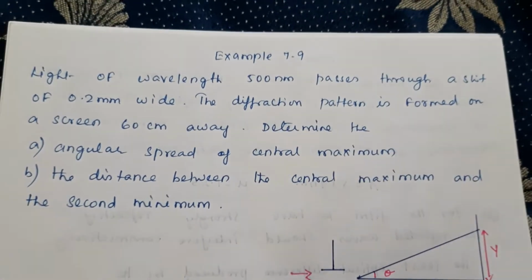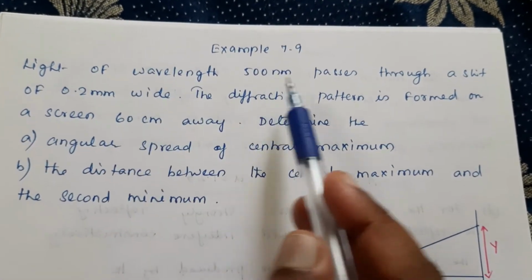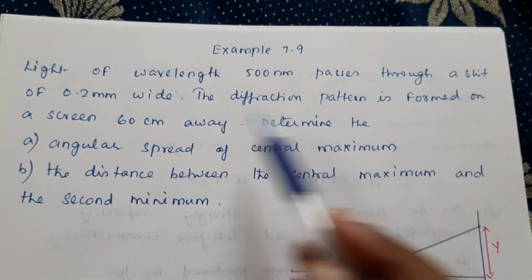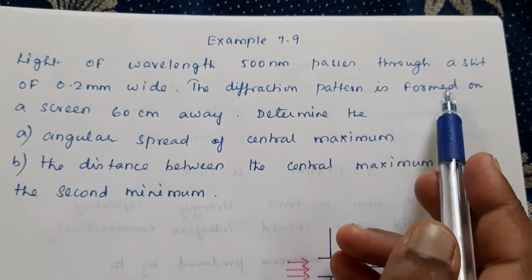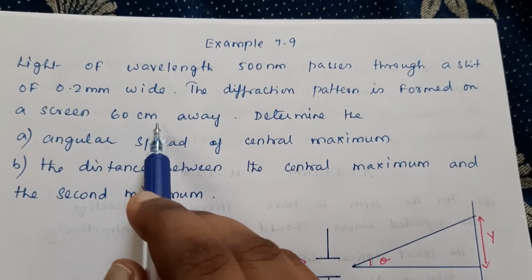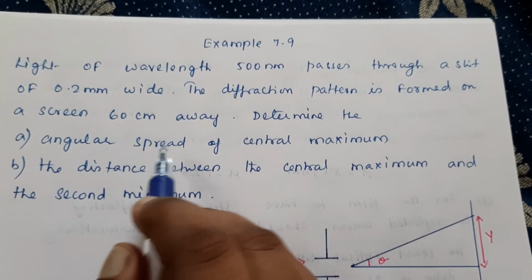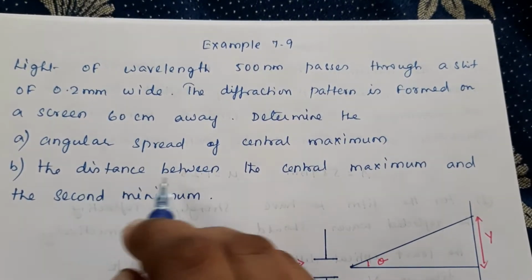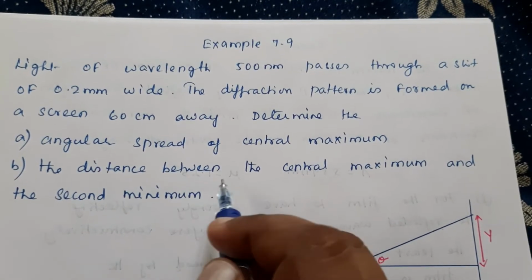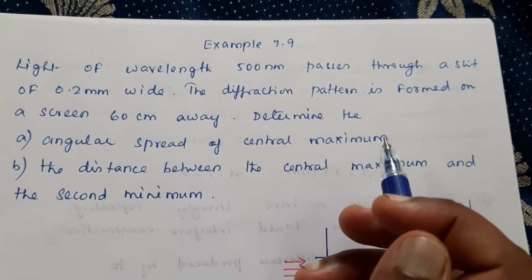Example 7.9. Light of wavelength 500 nanometer passes through a slit of 0.2 millimeter wide. The diffraction pattern is formed on the screen 60 centimeter away. Determine the angular spread of central maximum, and the distance between the central maximum and second minimum.